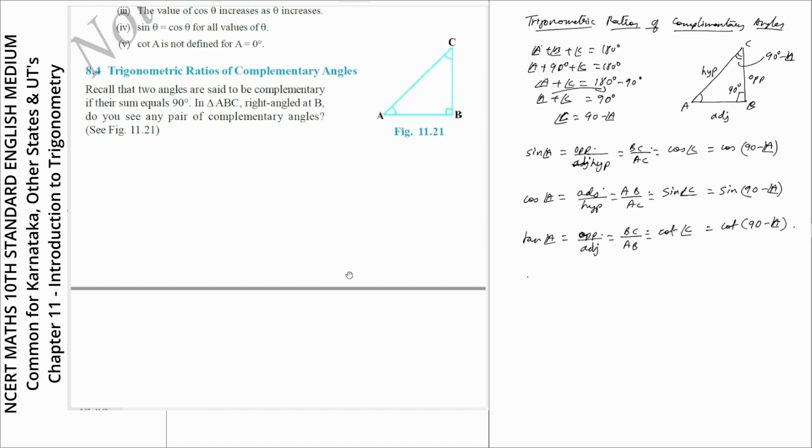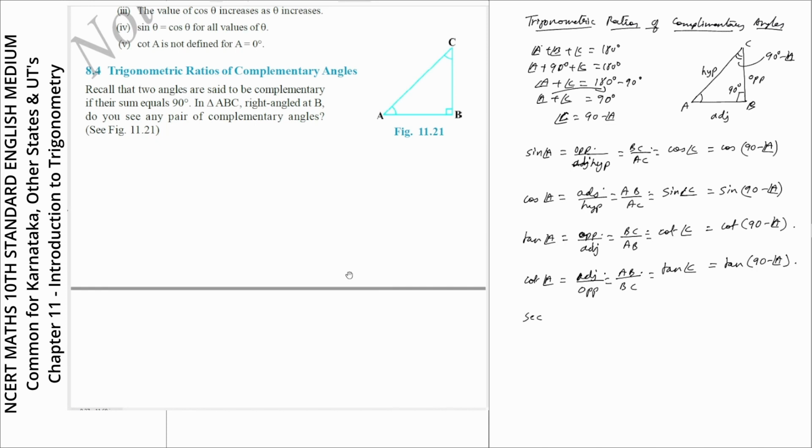Similarly, cot of angle A, with respect to angle A, is adjacent by opposite, which is equal to AB by BC. But AB by BC is also equal to tan of angle C. With respect to angle C, AB by BC is tan C. So cot A is equal to tan of 90 minus angle A.